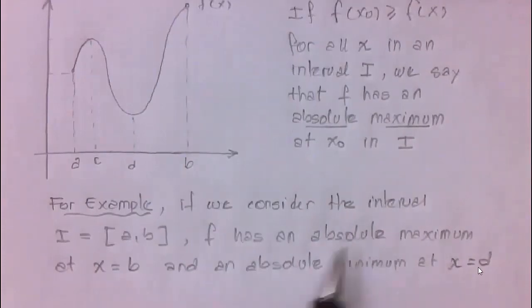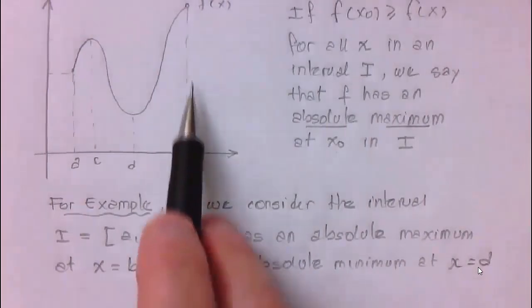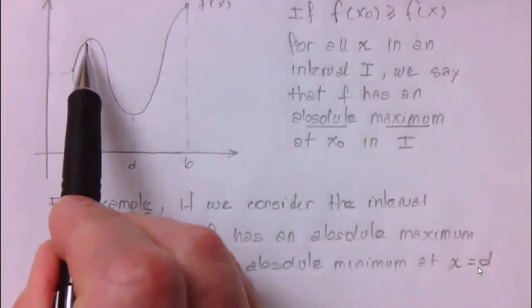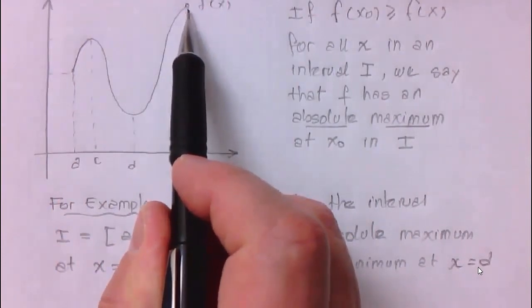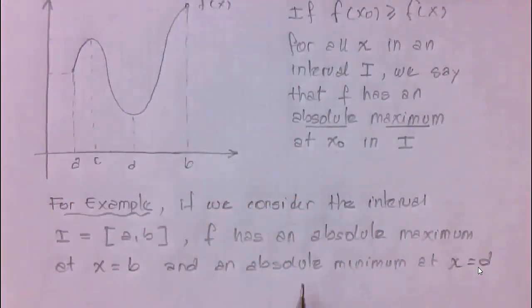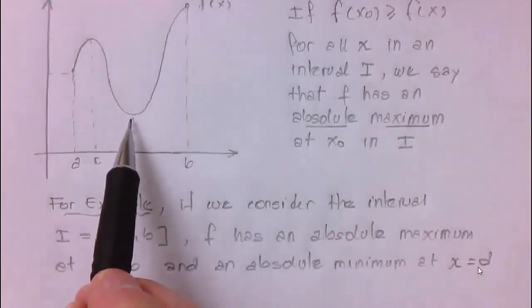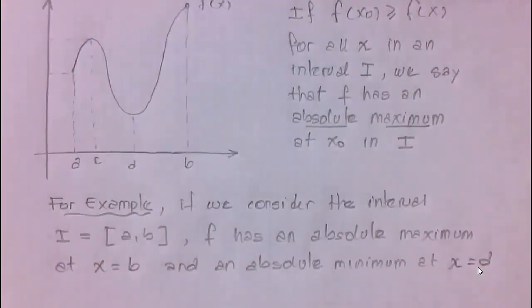For example, if we consider the interval I closed from A to B in this graph, then f has an absolute maximum here because the value of the function at that point is greater than any other value of the function. Here we have a relative maximum, but this is the absolute maximum. It's the greatest of all the maximums. And it has an absolute minimum at D because the value of the function at D is less than or equal than any other value of the function.